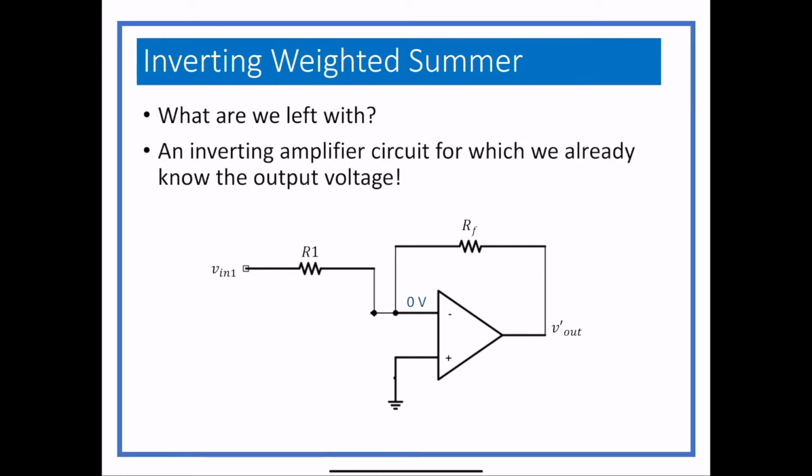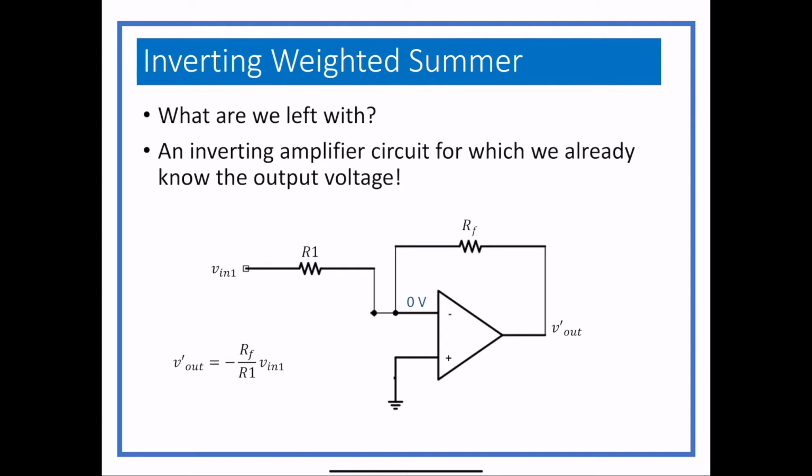And then what do we have left? We have an inverting op-amp. We already solved that, which is good. So we already know what the first voltage output would be based on what we know about inverting op-amps. So we know that the first output due to VN1 is going to be minus RF over R1 times whatever VN1 is.